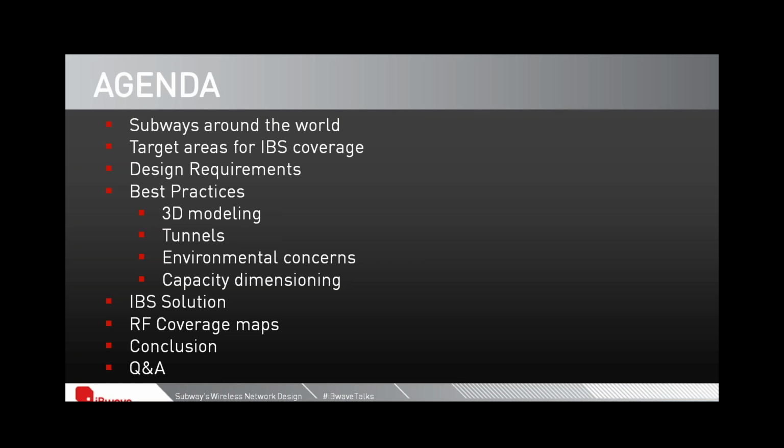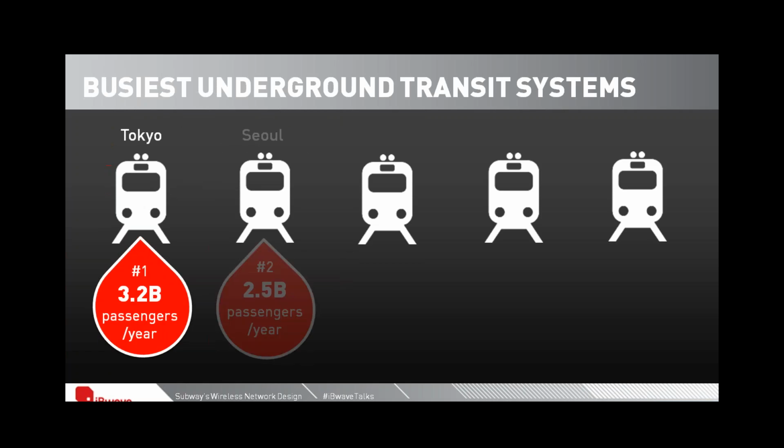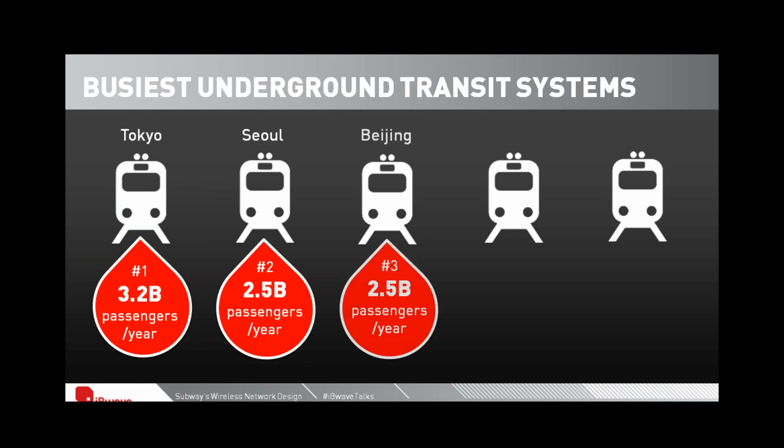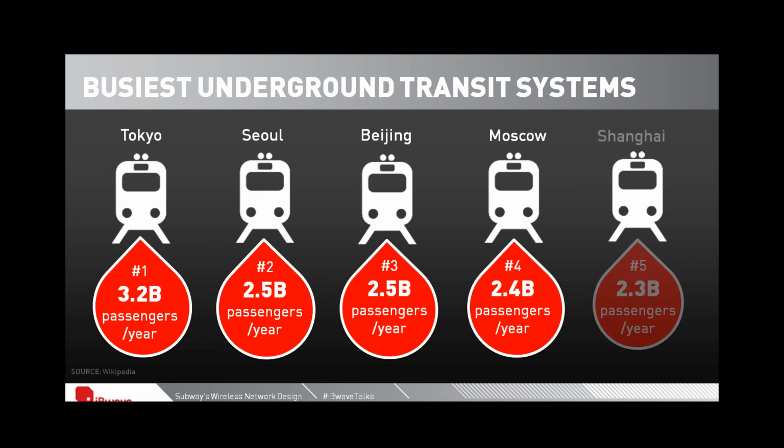So let's get started. For some of you that have seen our previous webinars on subways, these few slides will be familiar. We are recycling them now because we think it is important for introduction. Of the 5 busiest subway underground transit systems in the world, 4 are in Asia: Tokyo, Seoul, Beijing, and Shanghai, and 1 is in Moscow.